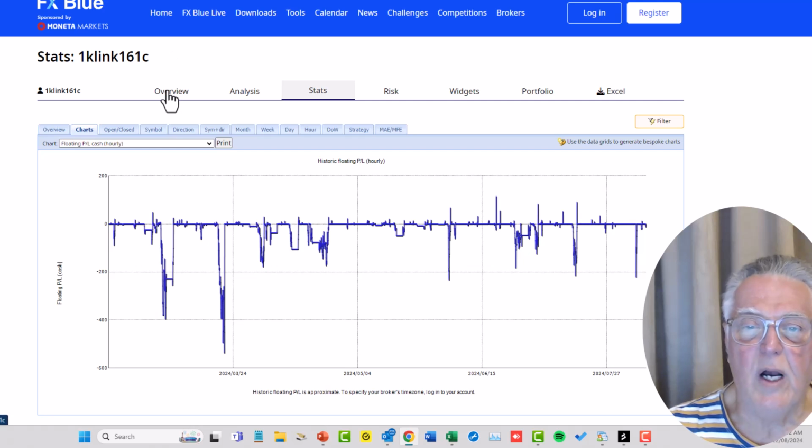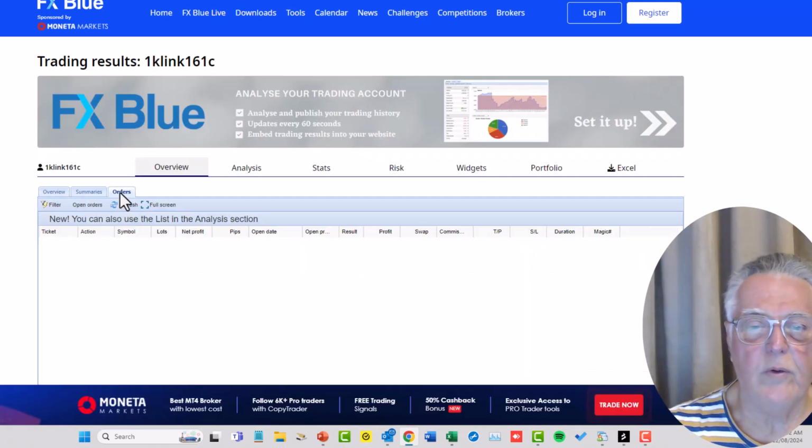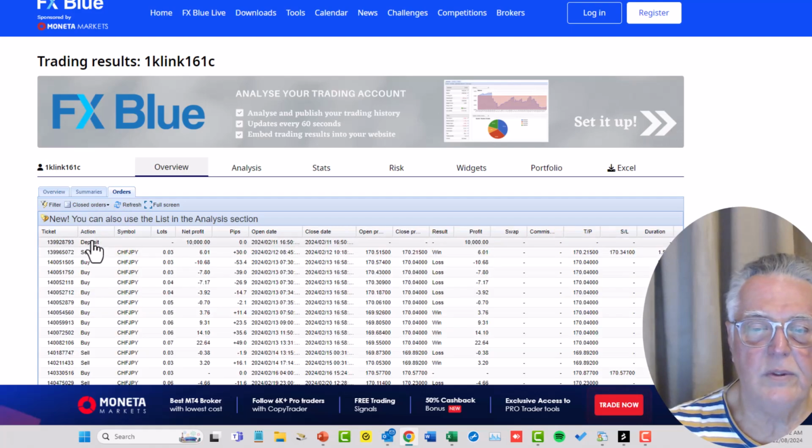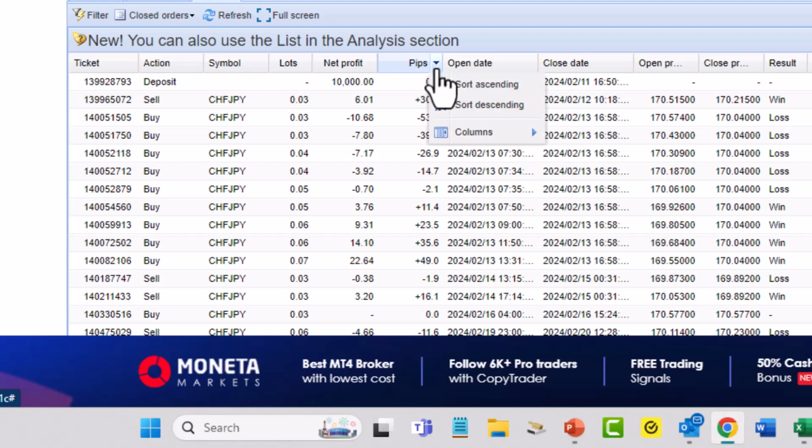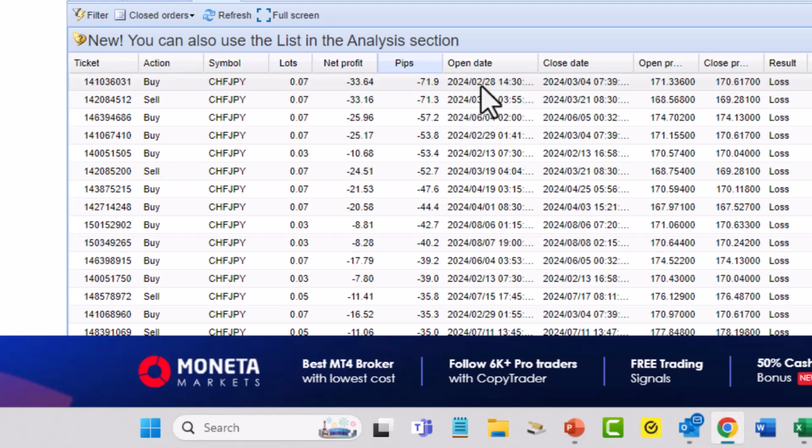So we go into overview, and we go into orders, and we go into closed orders, and we do the same thing. We sort it in ascending order, and again here we see really good control trading. The biggest loss made since this account has traded, and I think this one's gone for quite a long time, is 71 pips. So a lot of more controlled trading happening in this particular account.